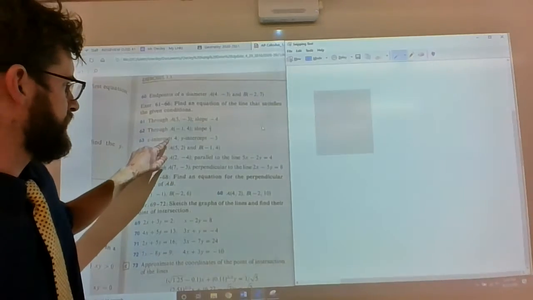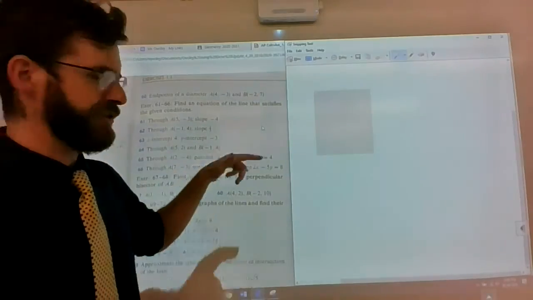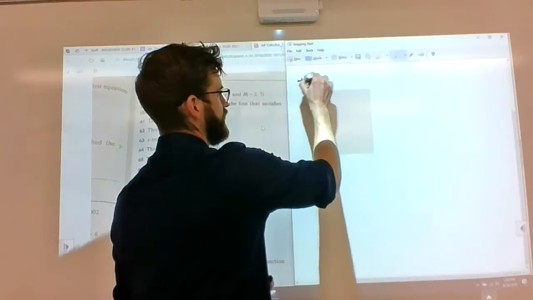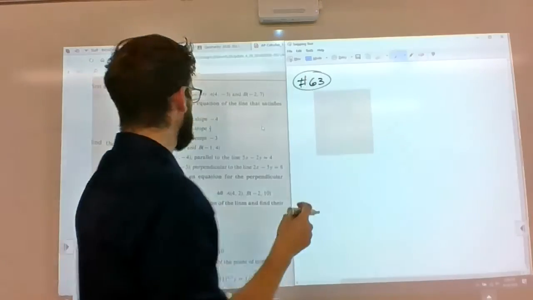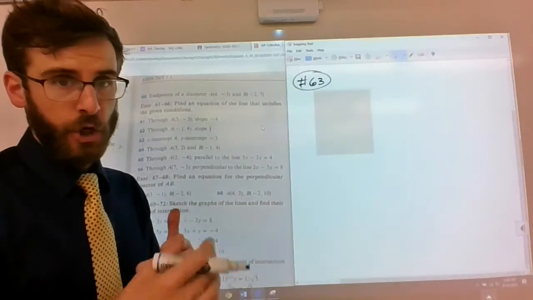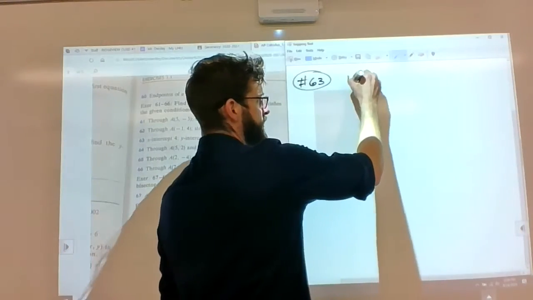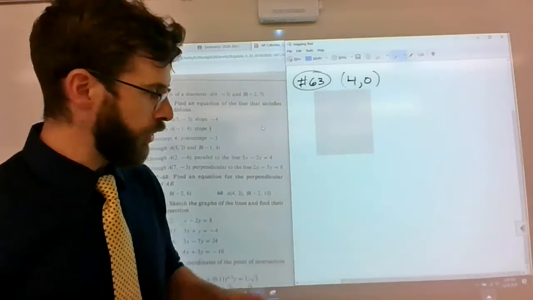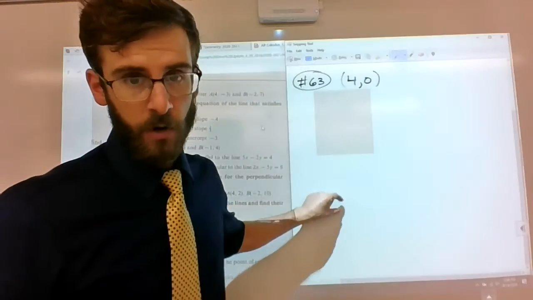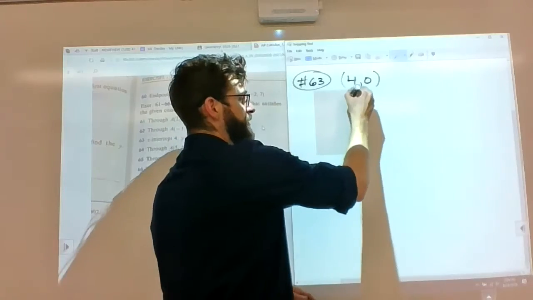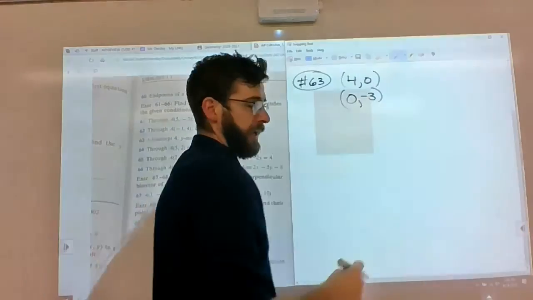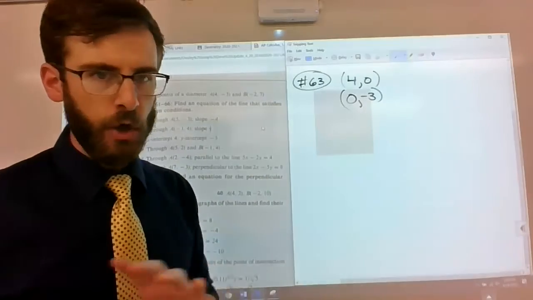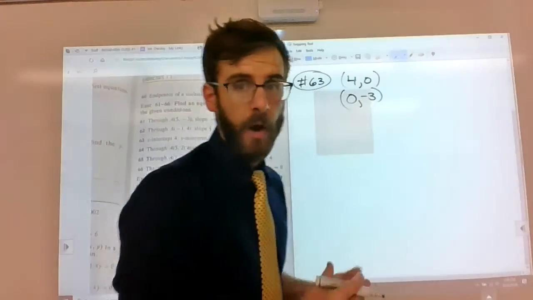The x-intercept is 4 and the y-intercept is negative 3. So look at number 63. We want the equation of a line that goes through the point (4, 0), because that's what it means to be an x-intercept. It means it crosses the x-axis at (4, 0). The y-intercept is at (0, -3), okay? And we know that the generic equation, the default setting for a line, is y = mx + b.